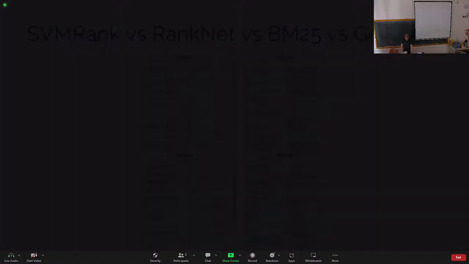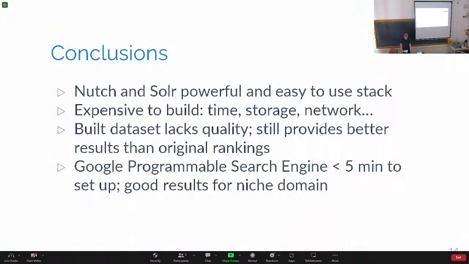So the conclusions of the work are that Nutch and Solr are a very good stack for building a small search engine. The open source aspect of them also offers a lot of possibilities to customize the data used for the search engine. Another conclusion is that maintaining a search engine requires a vast amount of resources: time, storage, network, knowledge, and so on. And building a good search engine takes time, and because of that, Google Programmable Search Engine might be a better solution. It can be set up in less than 5 minutes and does the same great job as Google.